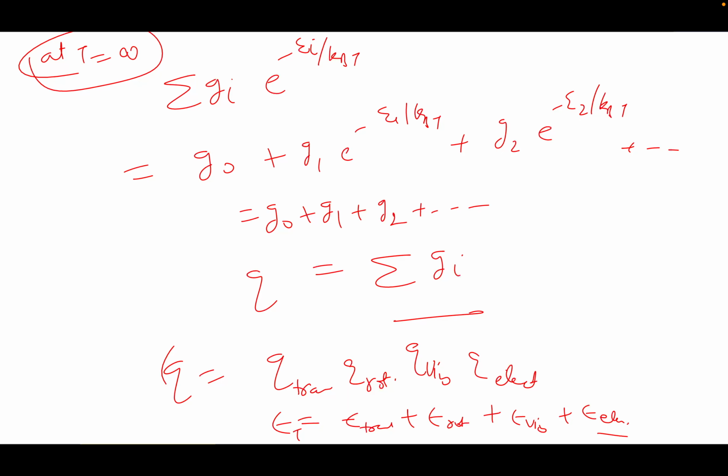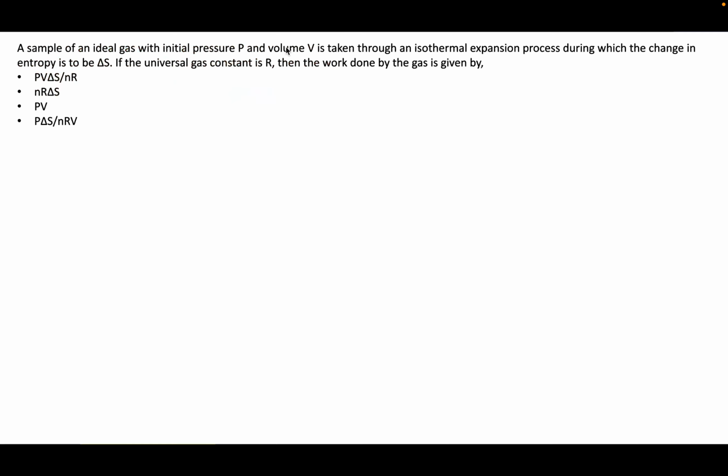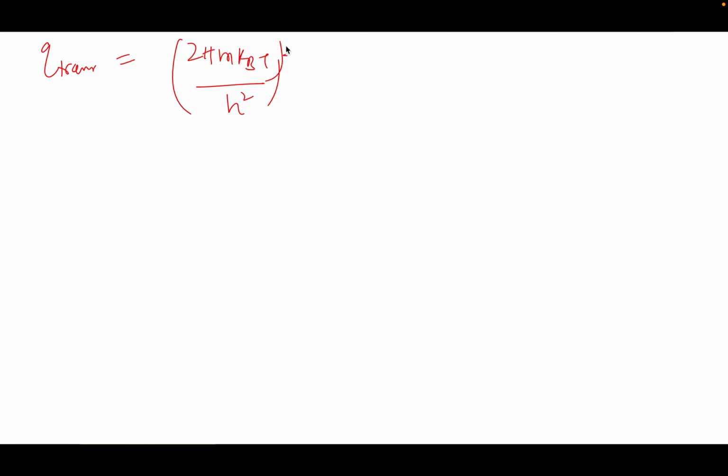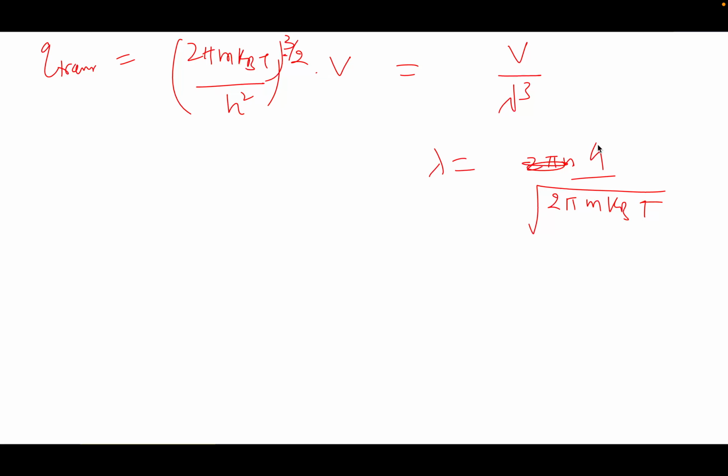Now the formulas for this, all the Q's. Q translation is equal to (2 pi m kBT divided by h square) to the power 3 by 2 into V. And we can write it as V by lambda cube, where lambda is h upon under root of 2 pi m kBT. This is Q translation.